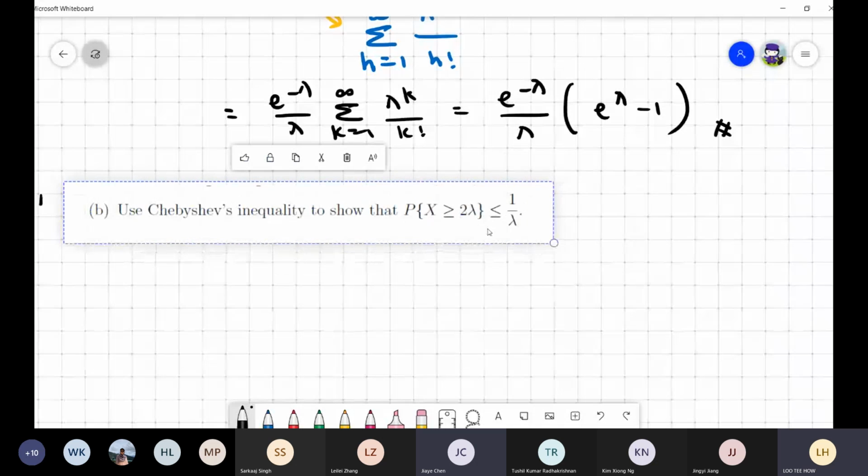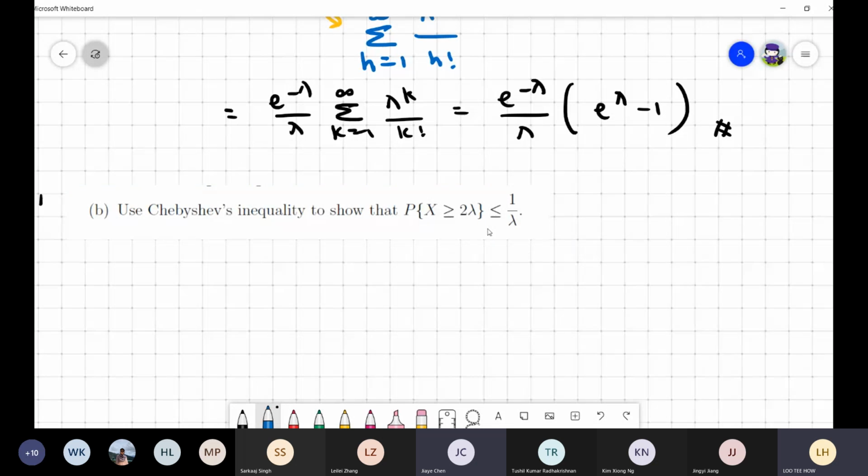Okay, part B. Using the Chebyshev inequality to show these things. Again, as I said, this is a Poisson, right? So we know the mean is lambda, and the variance is also equal to lambda. So actually, we can use a simpler version, the Markov inequality.